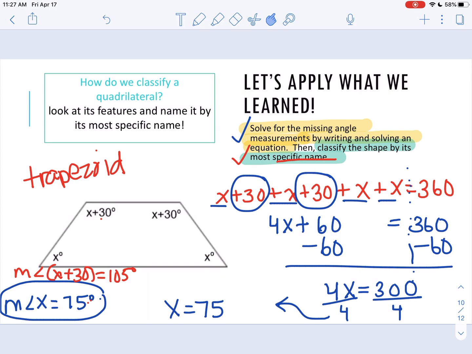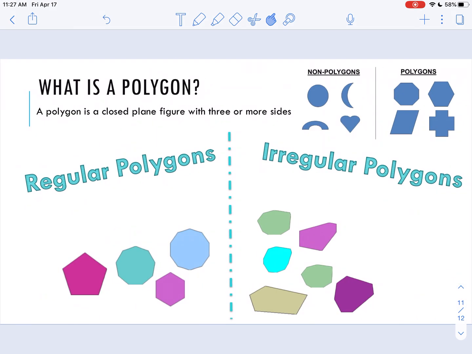All right, hope you're staying with me. So we've talked about triangles, we've talked about trapezoids. Well, what do we call everything else? Everything else has its most specific name. We know a 5-sided figure is a pentagon, a 6-sided figure is a hexagon, and so on, right? When we take a look at how we classify them, we really just use the words regular or irregular.